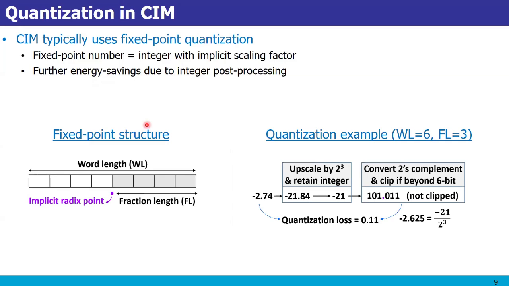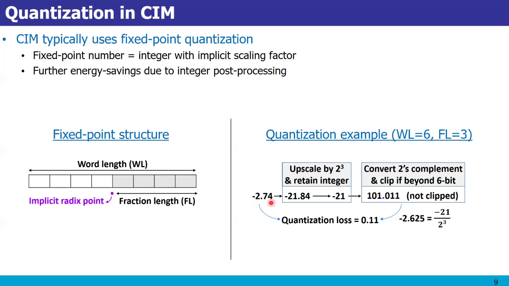So here is just a sample of how the fixed point format looks and how the conversion is carried out. As for format, the fixed point format is just an integer with a given word length. The only catch is that you have an implicit radix point after a certain designated number of bits that we call fraction bits.